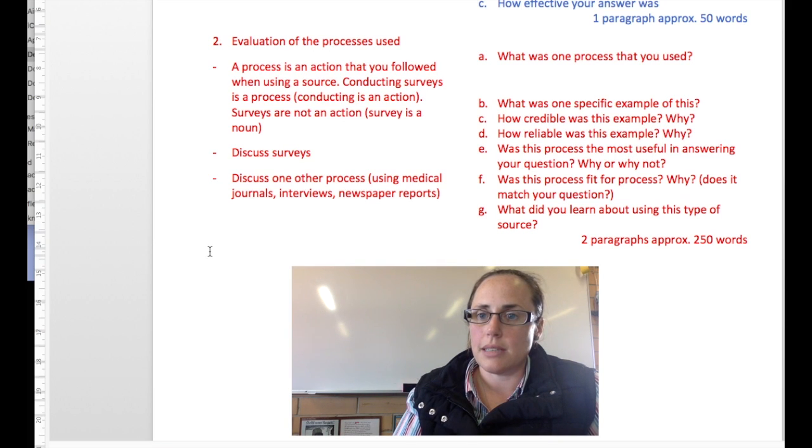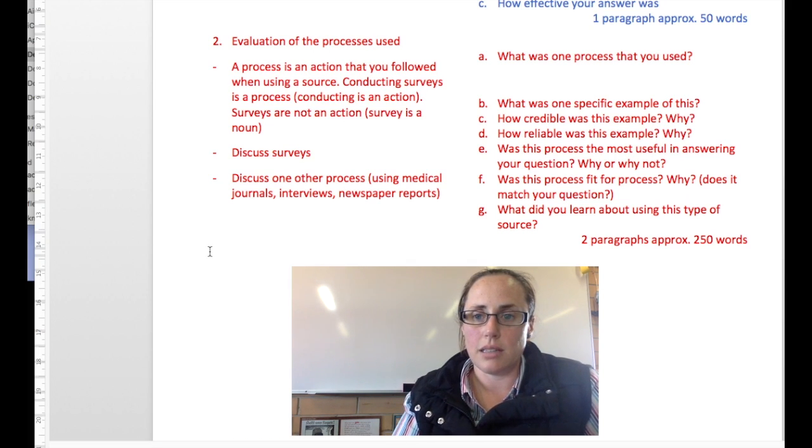Remember, process is a doing word. It's an adjective. No, it's not. That's a describing word. It's a doing word, which is a verb. Therefore, you need to look at the doing part of the source. It's not, I found websites. That's really not a process. I analysed medical journals in order to be able to determine the answer to my question.